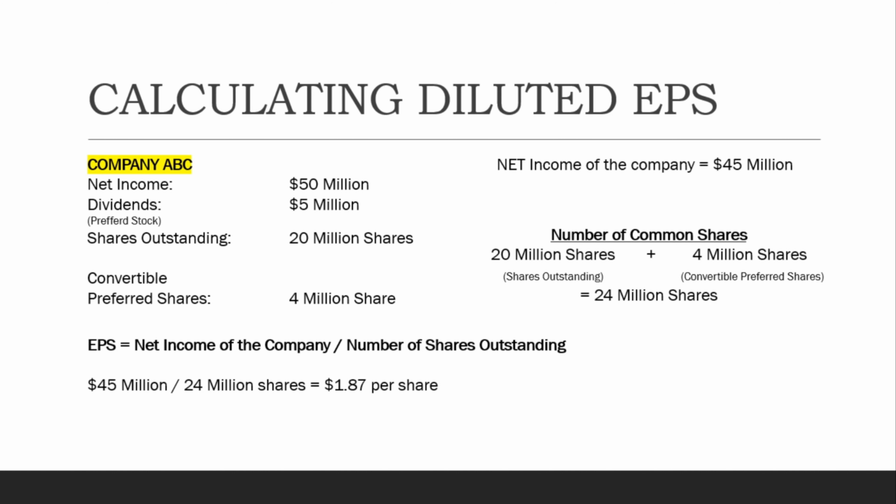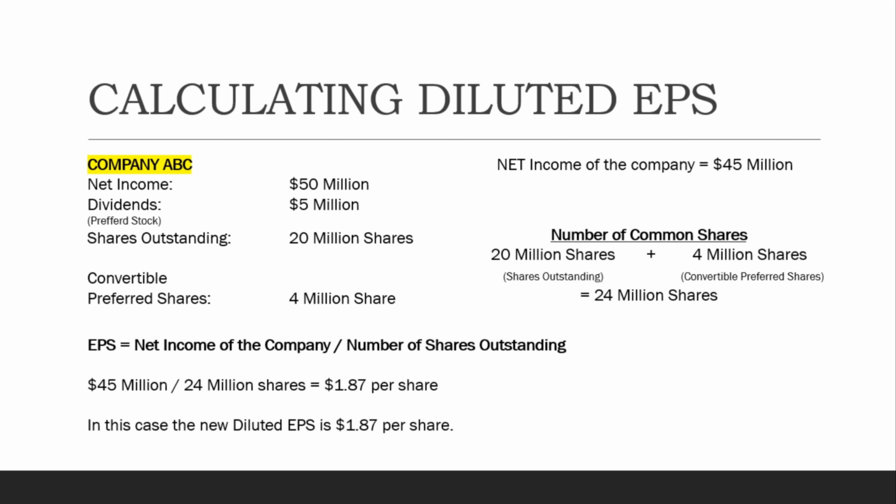Okay, so we come to the EPS formula, which is net income of the company divided by the number of shares outstanding. But this time around, the net income stays the same, but the 24 million shares is different than the 20 million original shares because this company has options or convertible preferred shares. So we have to take that into account and divide the net income by it, which gives us a value of $1.87 per share.